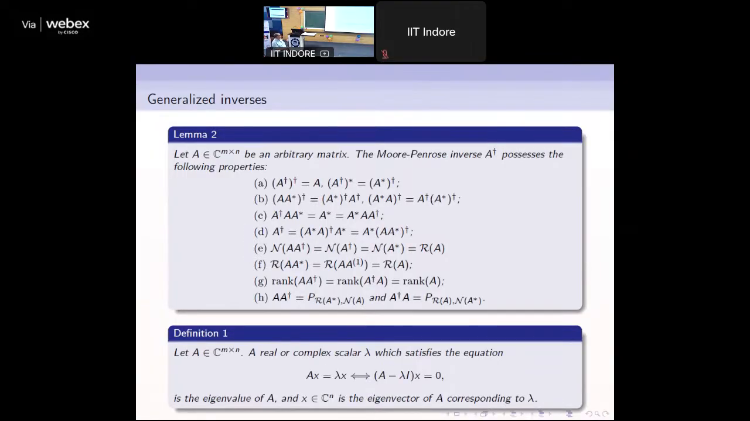Here in lemma 2 are the main properties of the Moore-Penrose inverse. If we consider the non-singular, invertible case, evidently all of these properties will be satisfied.